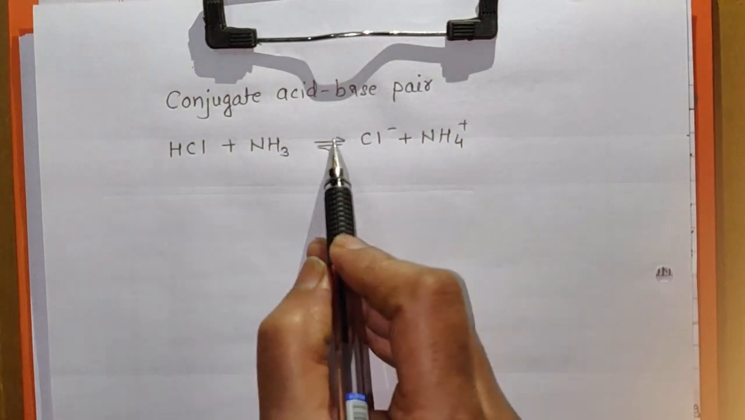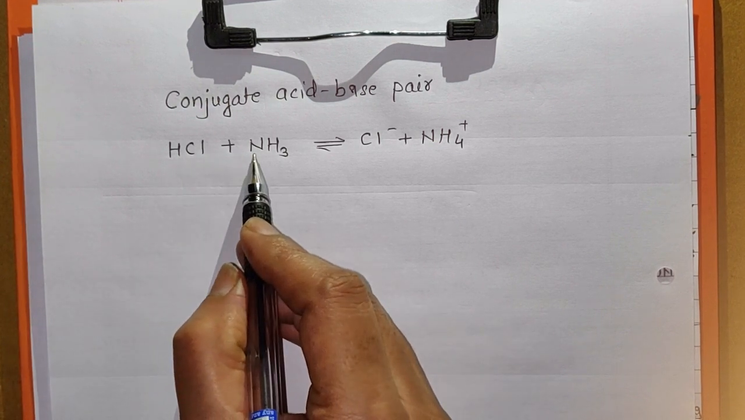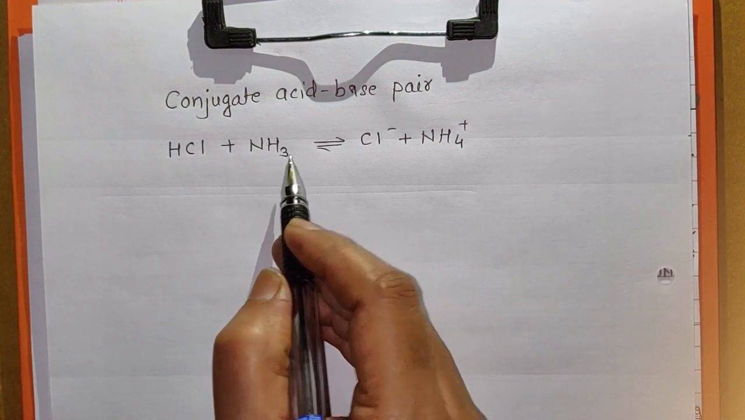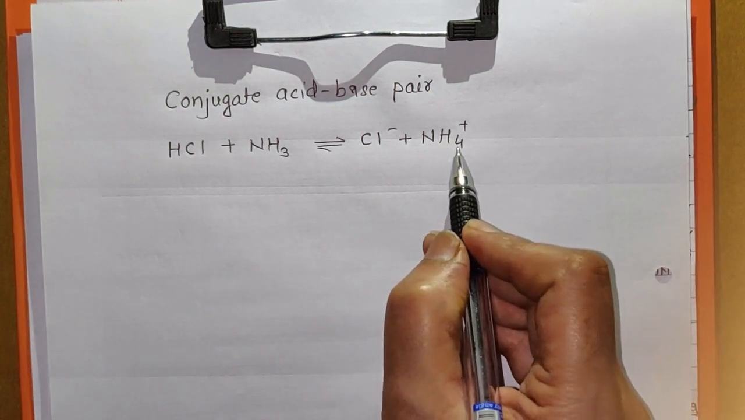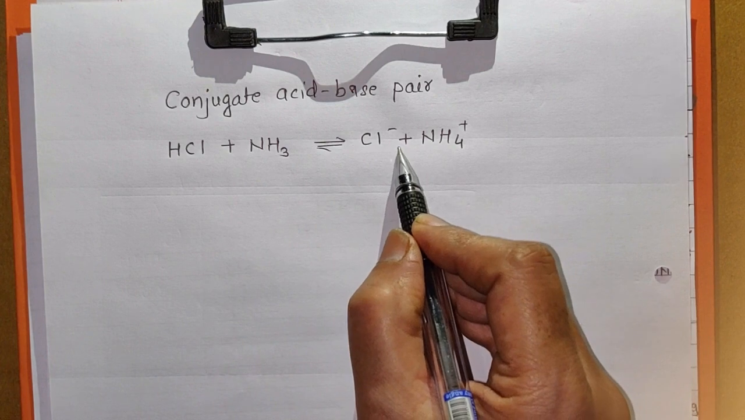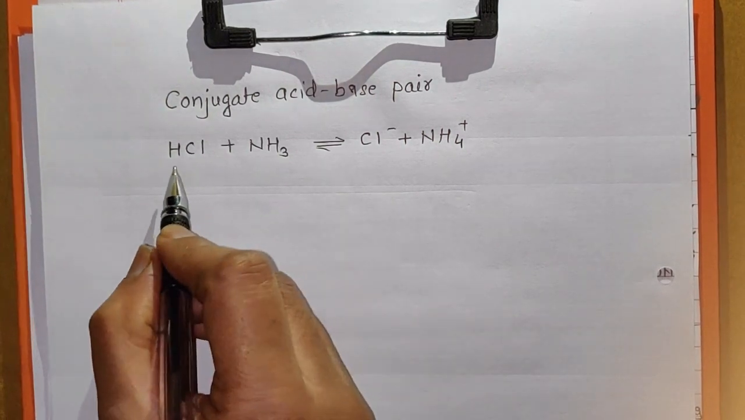See this reaction, this is a reversible reaction in which, in the forward reaction, HCl and NH3 react with each other to give Cl minus and NH4 plus, and in the reverse reaction Cl minus reacts with NH4 plus to give HCl and NH3.